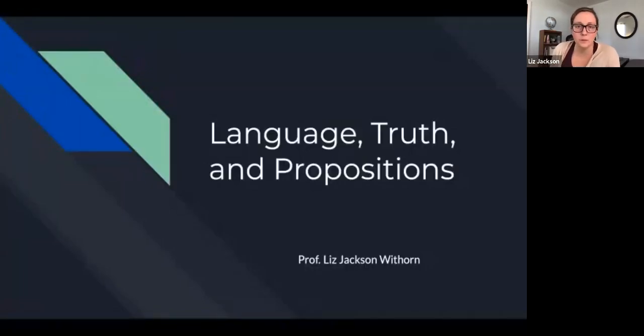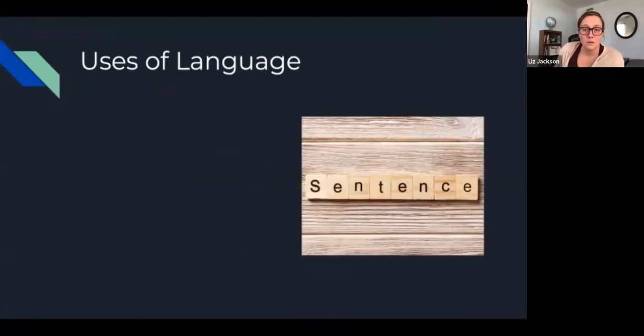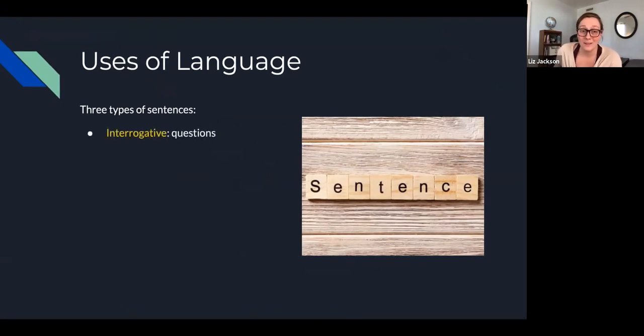All right. So today's topic is language, truth, and propositions. We're going to start off with just a little bit of English 101 and talk about different ways we use language, more specifically, three different kinds of sentences. So we have interrogative sentences, which are questions, imperative sentences, which are commands, and declarative sentences, which are statements.